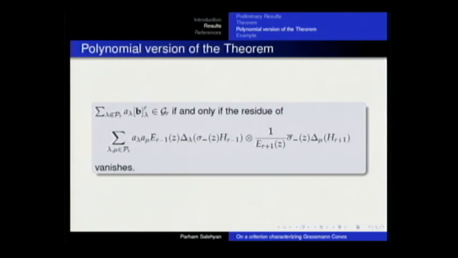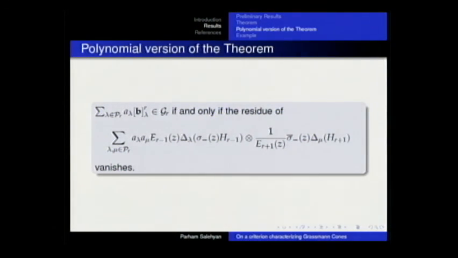So an element of the finite exterior power is an element of the Grassmann cone if and only if the residue of this expression is 0. This is the polynomial version of the theorem.